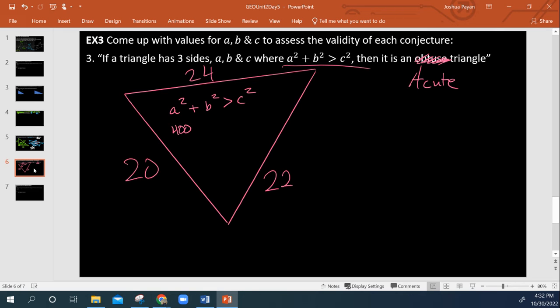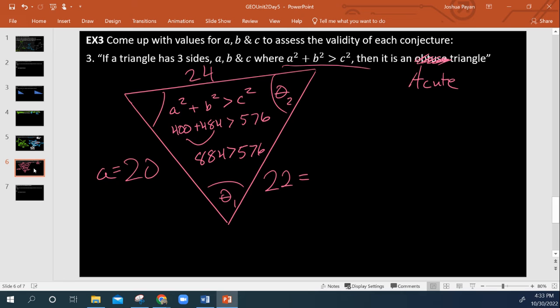So 400, right, if I call this a, 22 squared, no idea what that is, 484, is it true to say that that is larger than 24 squared, 576? Absolutely. This is going to be 884, which is in fact much larger than 576. And we see every one of these angles, right? If I call this theta 1, theta 2, and theta 3, theta 1, theta 2, and theta 3 are all less than 90. And therefore, this is an acute triangle.